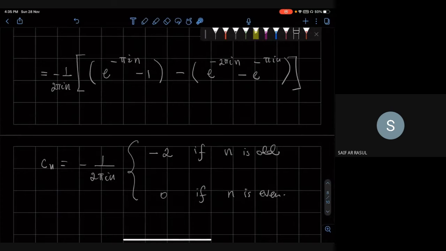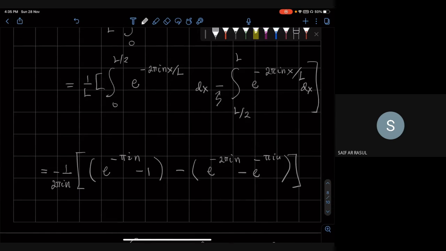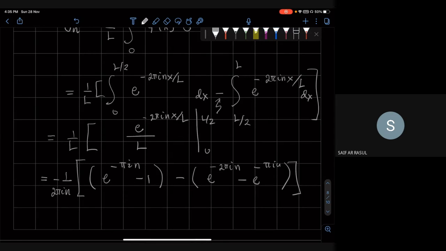And let me just see if I can. I think I made a mistake in my calculation. Okay, so let's just figure it out. So this is the most exciting part of the class when I make mistakes. So e to the power minus 2 pi i x over L, evaluated at L by 2, right? So if I put x equals L by 2, the 2 cancels this 2, and I get e to the power minus pi i n, right?